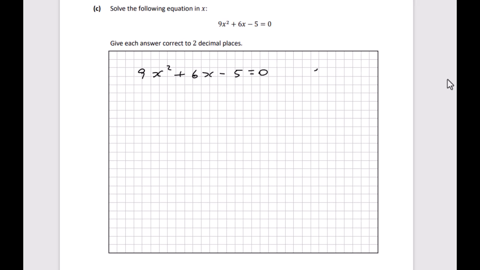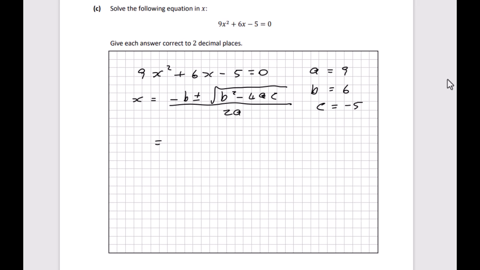So it's a good idea to write down what a is. A is 9, and b is 6, c is minus 5. Write the formula down. It's in your tables. It's minus b plus or minus the square root of b squared minus 4ac all over 2a. Now just stick in the values.